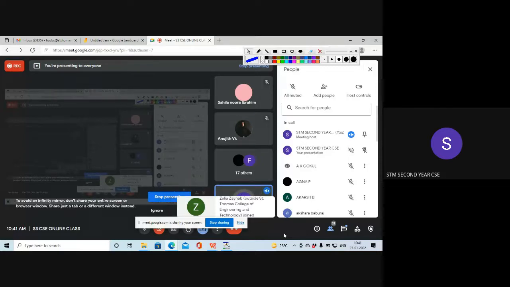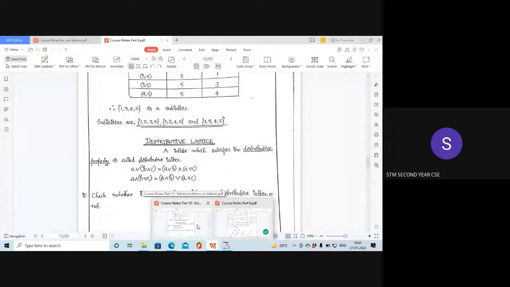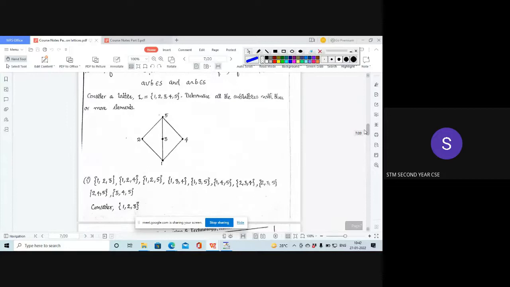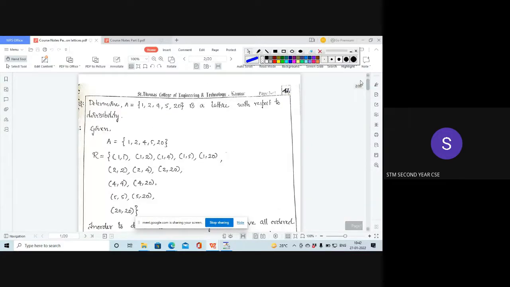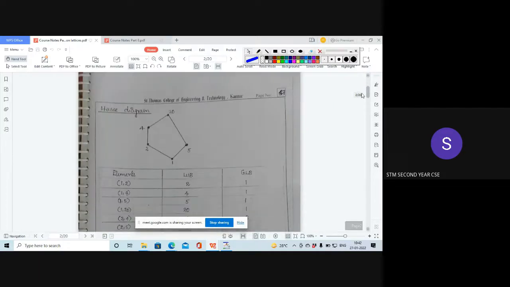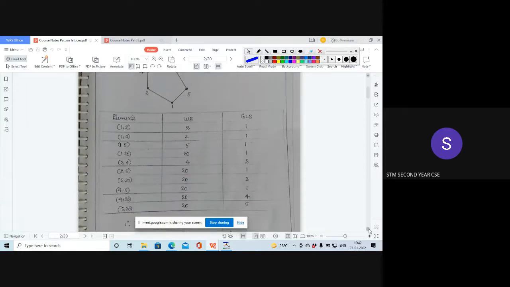So last class, what did we discuss in last class? Do you remember? Given a Hasse diagram, we check whether it is a lattice or not, isn't it? And how did we check whether it is a lattice or not? We had to write all possible combinations of elements in the lattice. See, that is what is shown here.